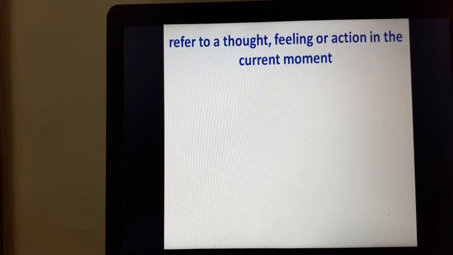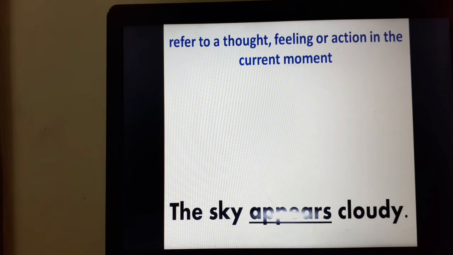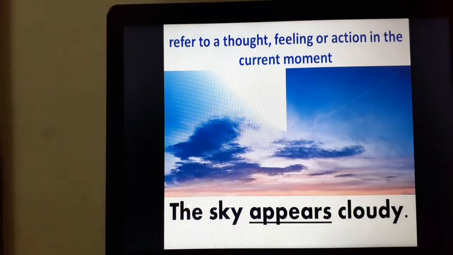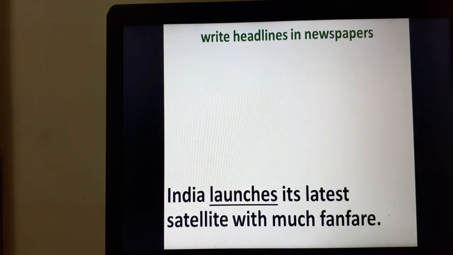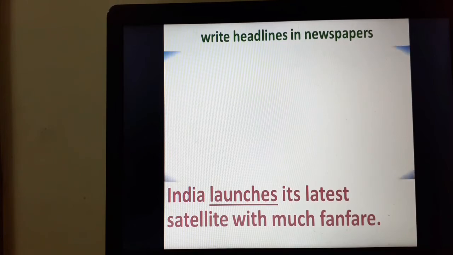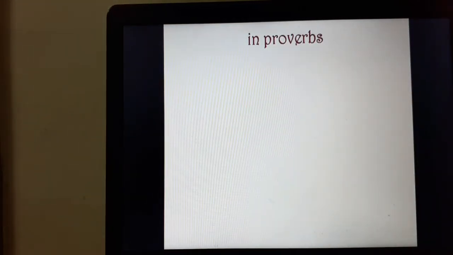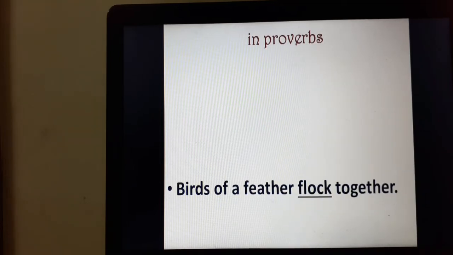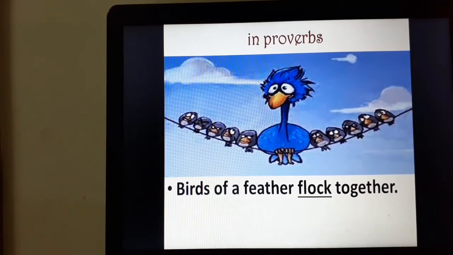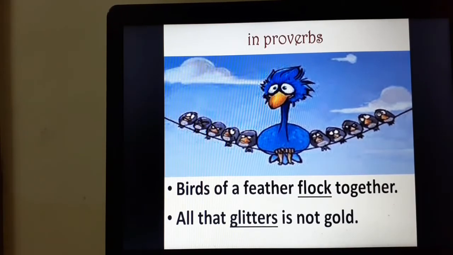Simple present also refers to a thought, feeling or action in the current moment. The sky appears cloudy. It is also used to write headlines in newspapers. India launches its latest satellite with much fanfare. Simple present is also used in proverbs. Birds of a feather flock together. Another example, all that glitters is not gold.